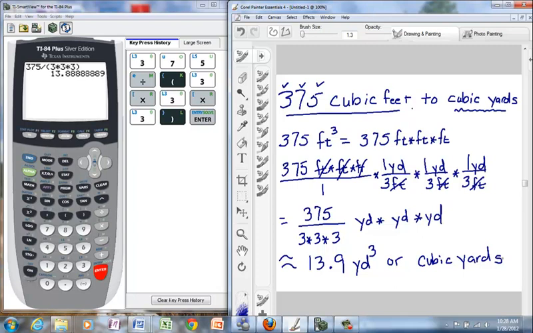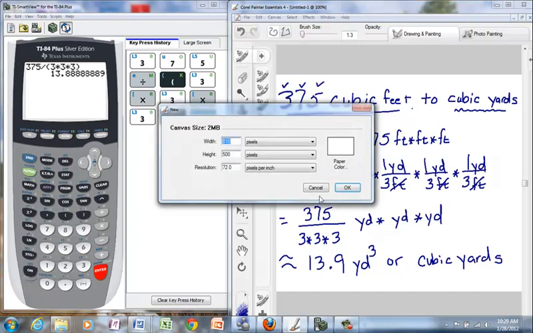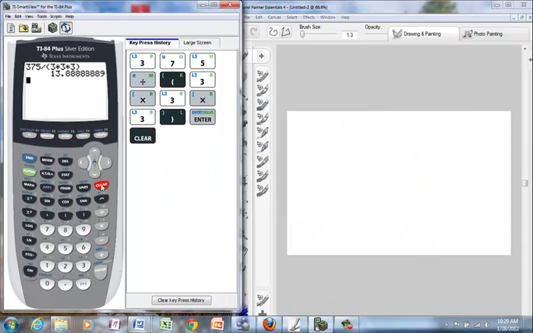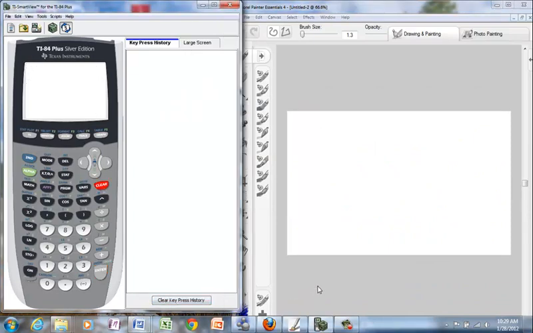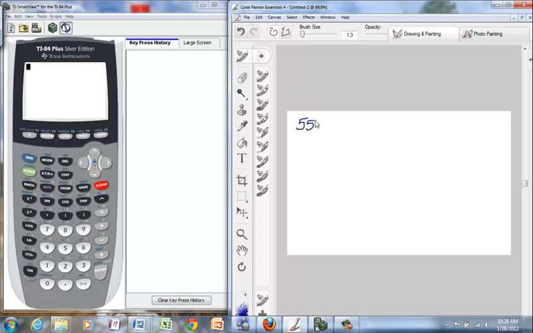So that's a review of how we were working with cubes. Let's also look at how to do a problem with rates. So my next problem is I want to convert 55 miles per hour to feet per second.